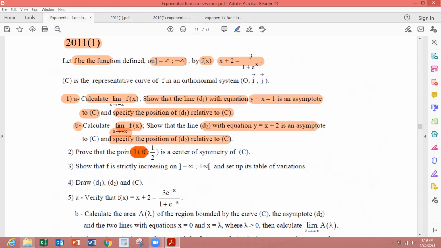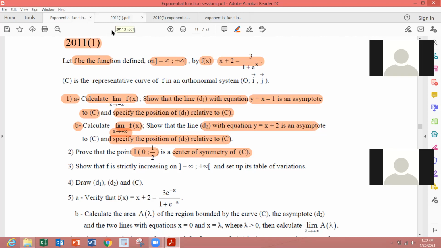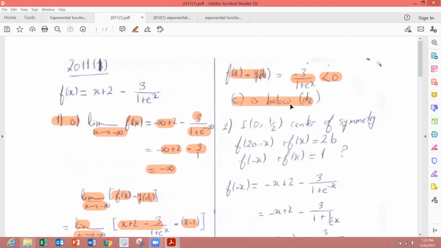Prove that the point I(0, 1/2) is the center of symmetry. What is the rule for center of symmetry? f(2a minus x) plus f(x) equals 2b. So I(0, 1/2) is a center of symmetry for C.